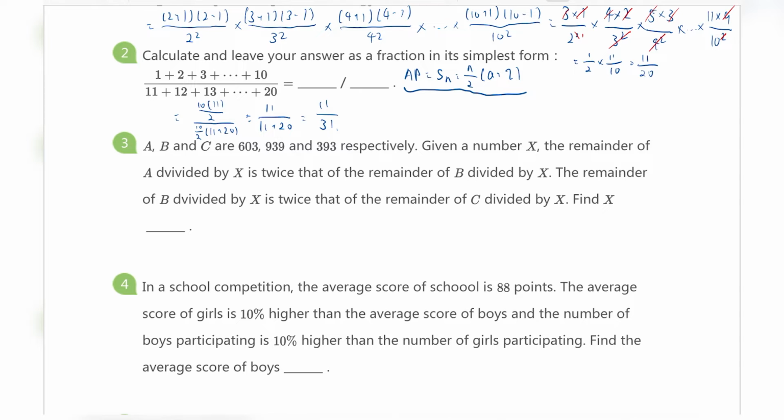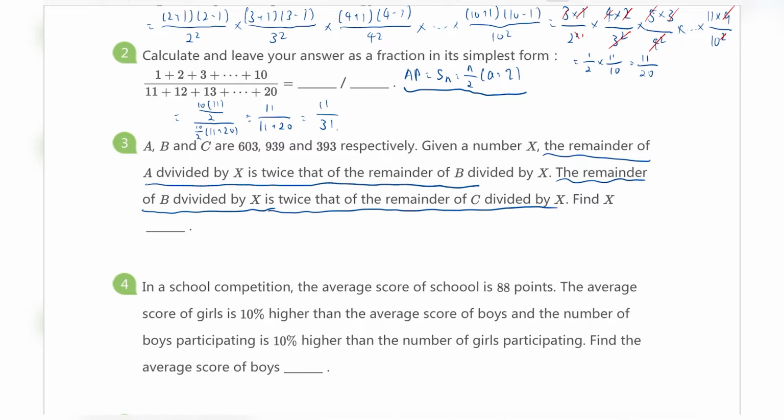So A, B, C are 603, 939, and 393 respectively. Given a number x, the remainder of A divided by x is twice that of the remainder of B when divided by x. The remainder of B divided by x is twice the remainder of C divided by x. So we have quite a bit of very important information over here. We know what A, B, and C are, but we need to figure out x this time. And that is where we should use the concept of modulo to help us out.